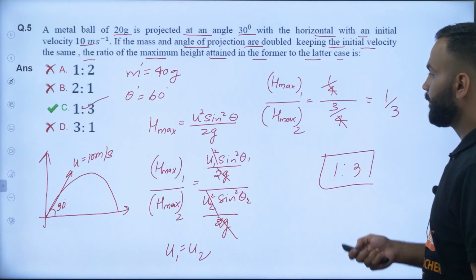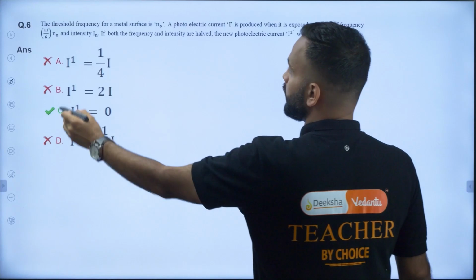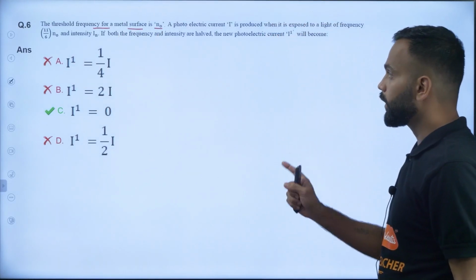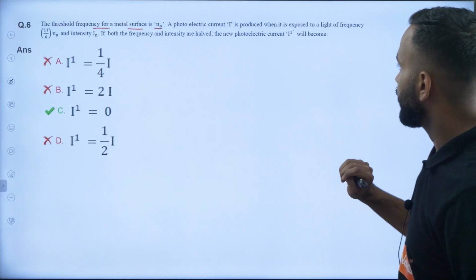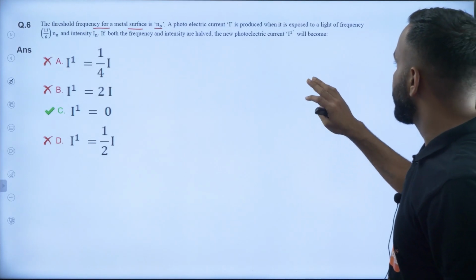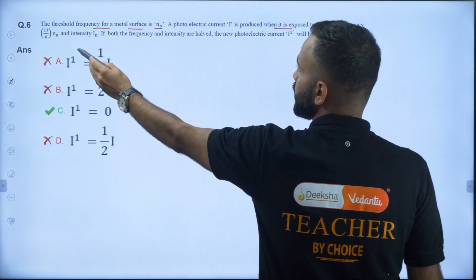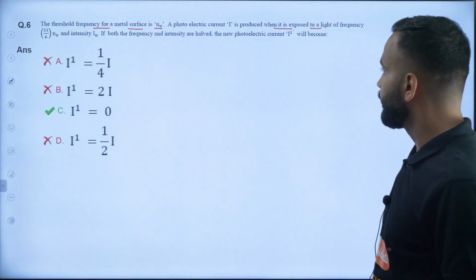Question number 6. The threshold frequency for a metal is N0. So N0 is the threshold frequency for the metal. If photoelectric current I is produced when it is exposed to a light of frequency 11 by 6 N0.